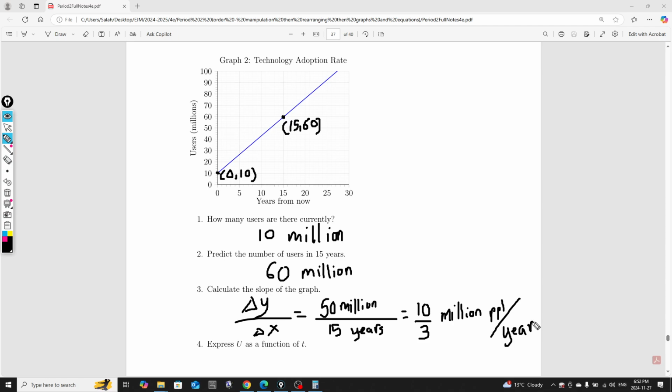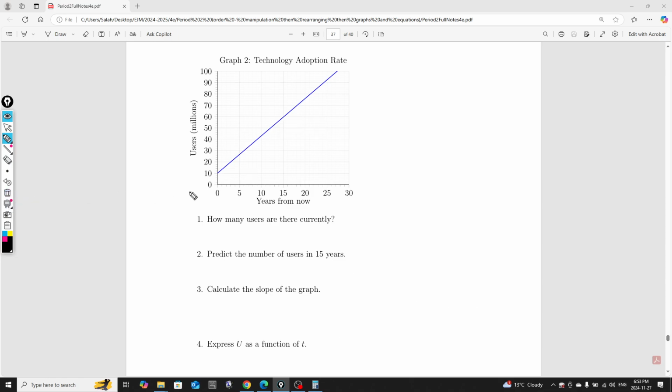Okay. Now here we're asked to express u as a function of t. So again, u equals the slope, which is 10 over 3. Okay. And then the independent variable, which is t, plus the y-intercept, which was 10. Okay, and there you go. Alrighty. Moving on to the next question.